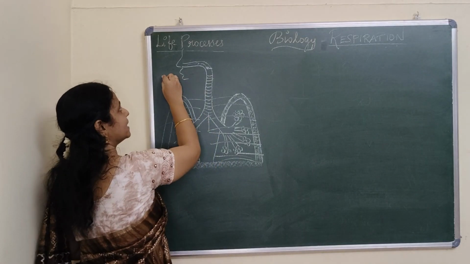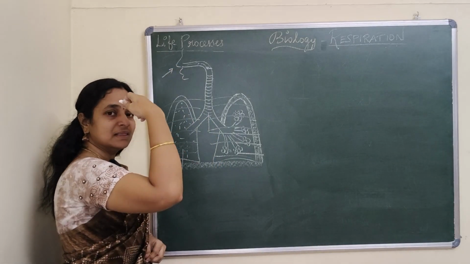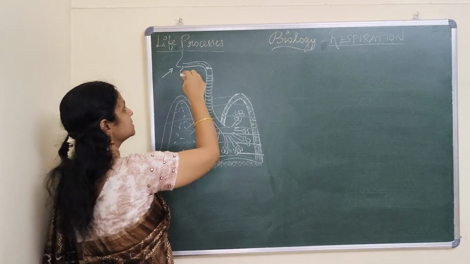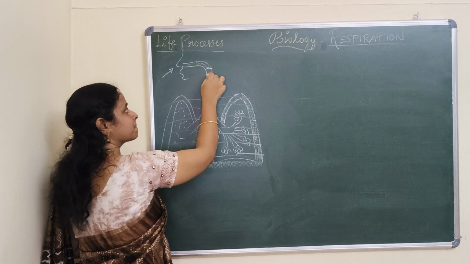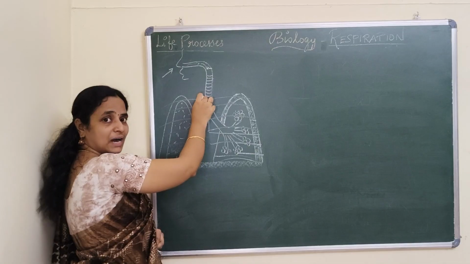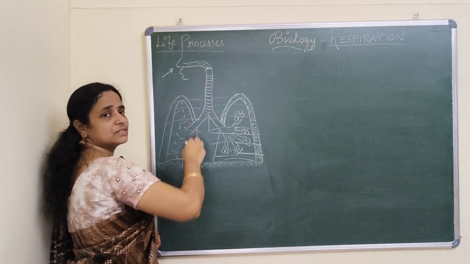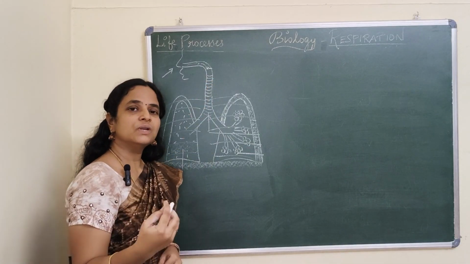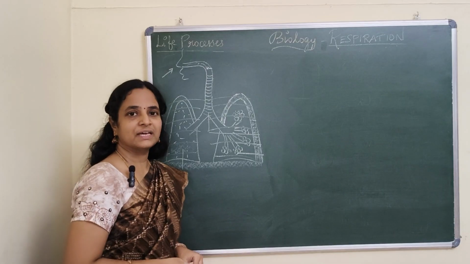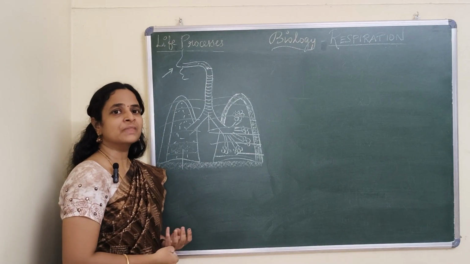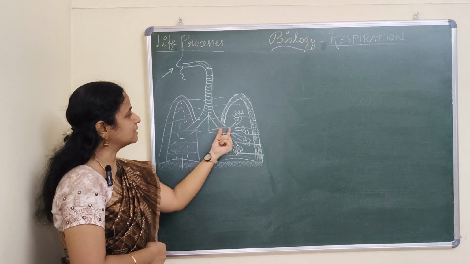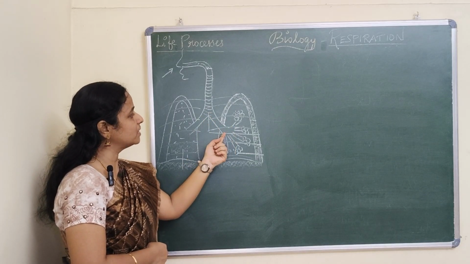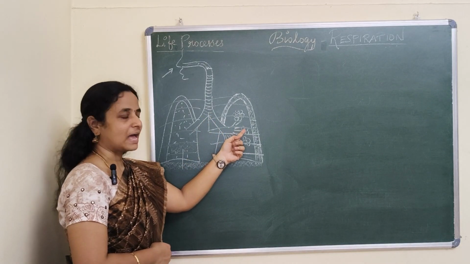So the air enters via the nostril, then gets into the nasal passage, then enters the larynx, then enters the trachea. The trachea will have cartilages. Cartilage are soft, flexible bone which will not allow excess amount of air to pass through, and it prevents air collapse. Then the air enters the bronchi, and the bronchi divides into bronchiole, and the air enters the alveoli.